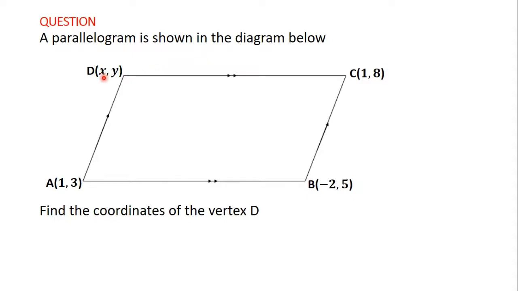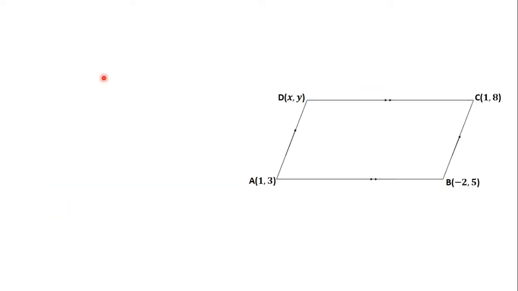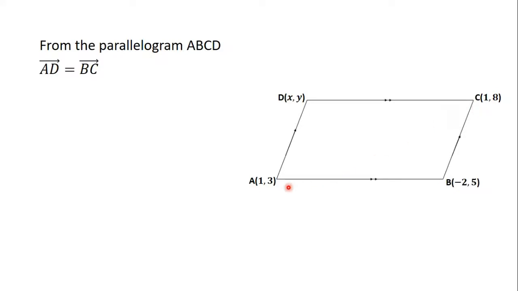How do we find the vertex D? We know that if this is a parallelogram, then vector AD is equal to vector BC. Someone can also say vector AB is equal to vector DC. It's the same thing. I'm using this one. So vector AD is equal to vector BC. But what do we know about vector AD? We know that vector AD is the same as position vector D minus position vector A.